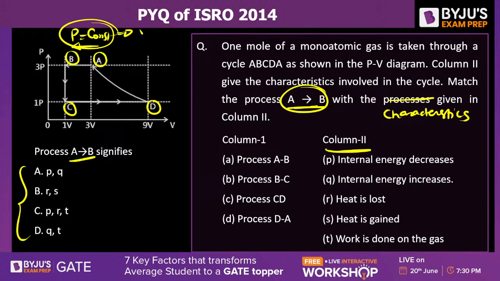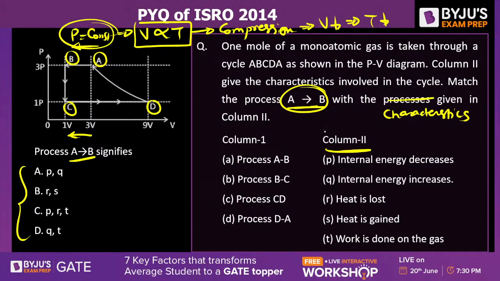For constant pressure, volume is directly proportional to temperature. And you can see volume is decreasing. It is a constant pressure compression. So it means volume is decreasing, so temperature will also decrease. And if the temperature is decreasing, the internal energy will also decrease, isn't it? So for process A to B, internal energy will decrease. And if there is a decrease in temperature, it means heat will be lost from the system. If the internal energy decreases, then Q will be negative.